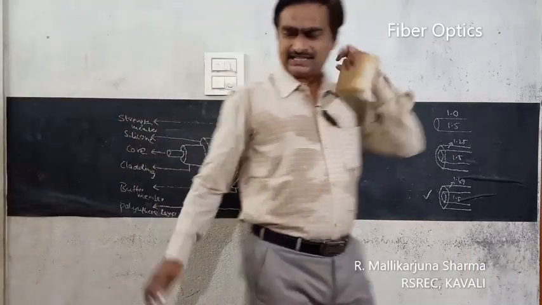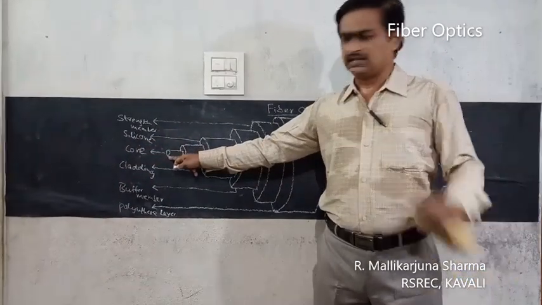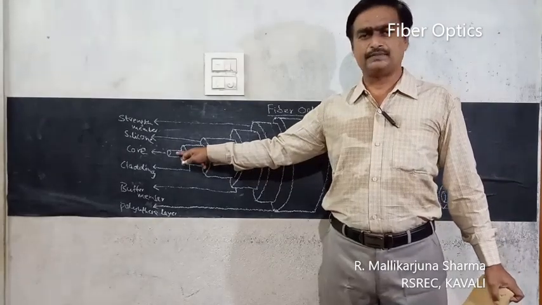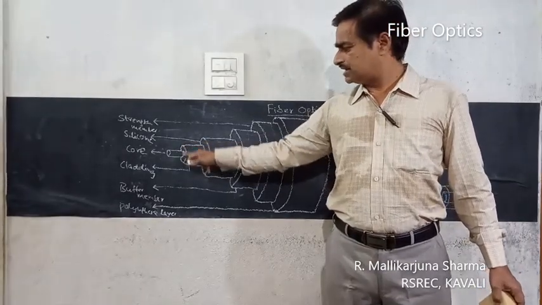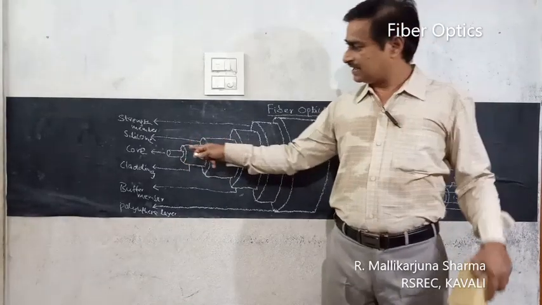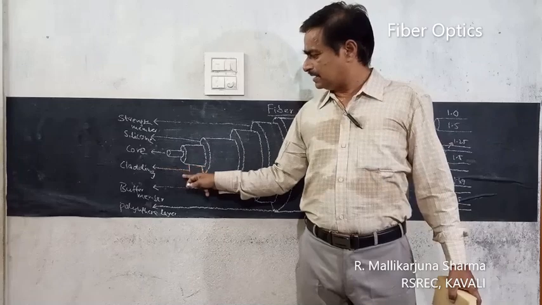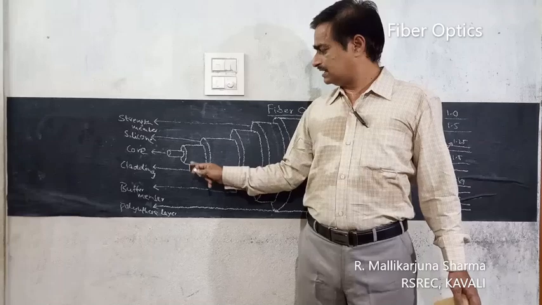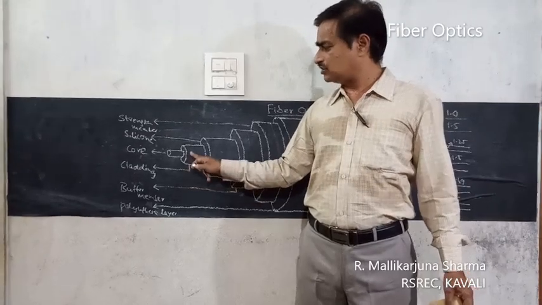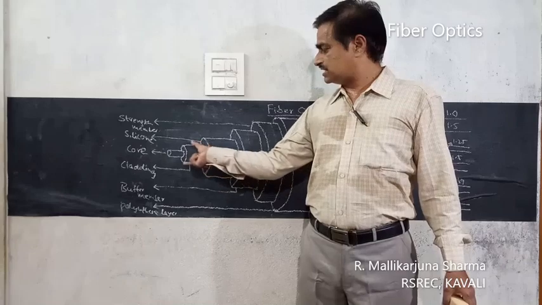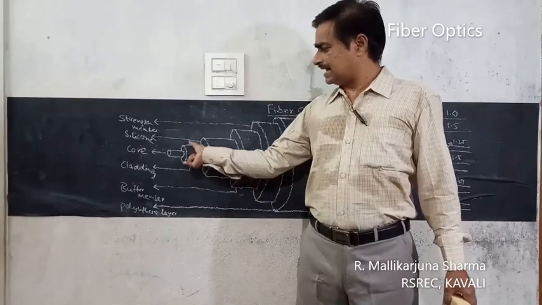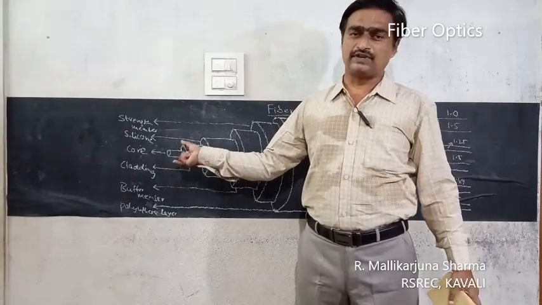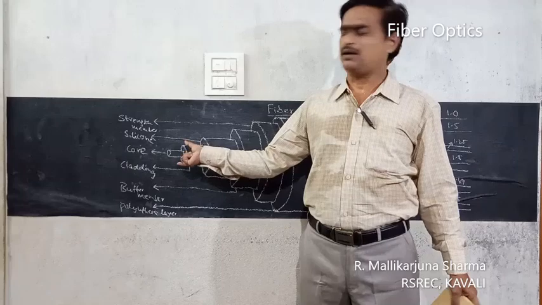The entire structure is like this: the core, the central part, is where the light propagation takes place. It is the denser medium, its refractive index is higher. Outside that, covering that medium, we have the cladding medium. Its refractive index is close to that of the core but smaller. It is a less dense medium compared to the core. These two are generally called the optical fiber structure. The entire dimension of this is about 150 to 250 micrometers.